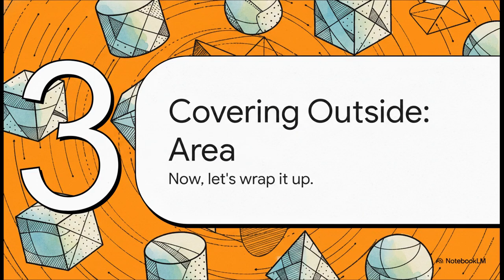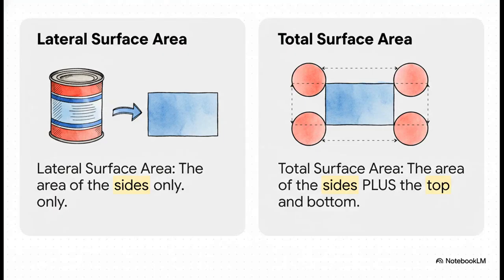All right, we've totally mastered filling things up. Now, let's talk about wrapping them up. It's time to cover the exterior by figuring out surface area. Okay, one really crucial point here. There are actually two types of surface area.